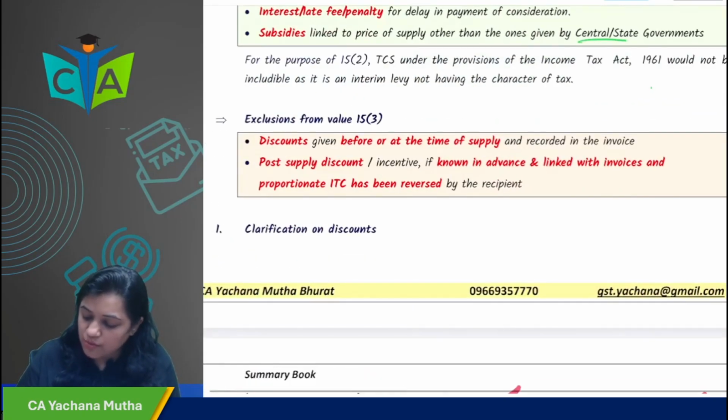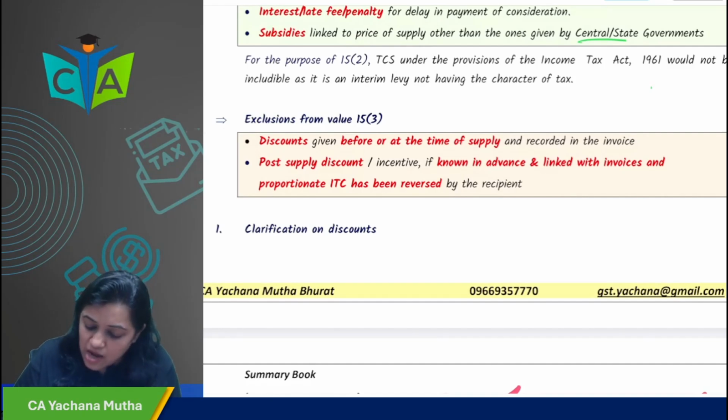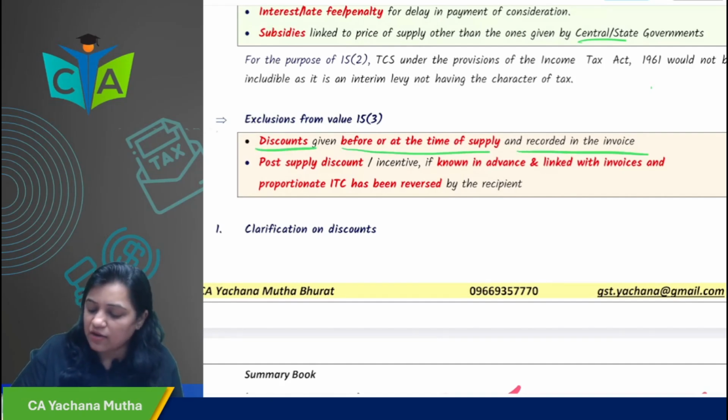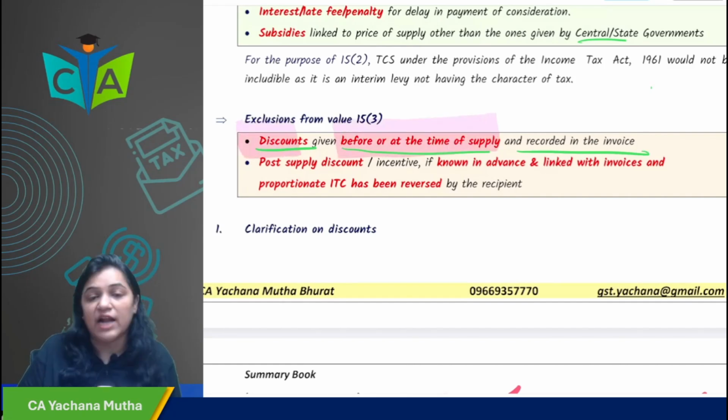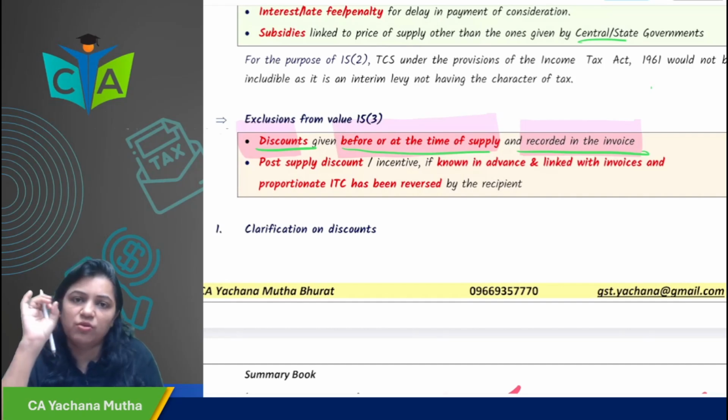What are the exclusions from the value? So first is discount. Discount given before or at the time of the supply and recorded in the invoice. Discounts which are given before or at the time of supply and recorded in the invoice, which is being duly recorded in the invoice, that discount is to be excluded.